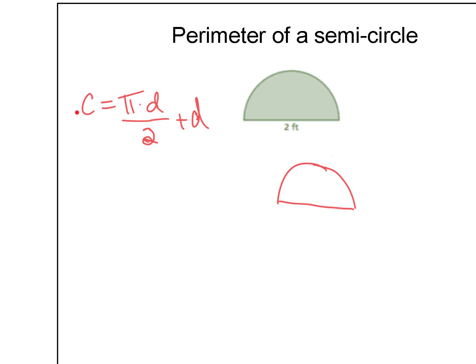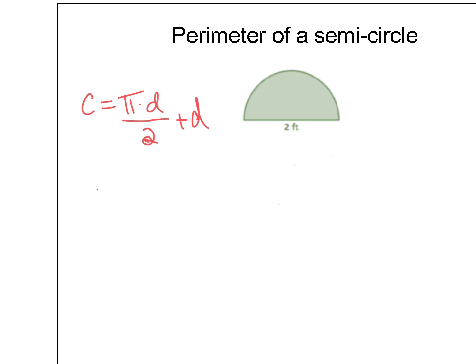Here's circumference of a circle. Circumference is cut in half because it's half a circle, so we divide by 2, and we have to add that diameter back on because this shape has a bottom layer. All right, so now that we have our formula for this problem, let's go ahead and solve it. I'm just going to erase this and get it out of our way here.